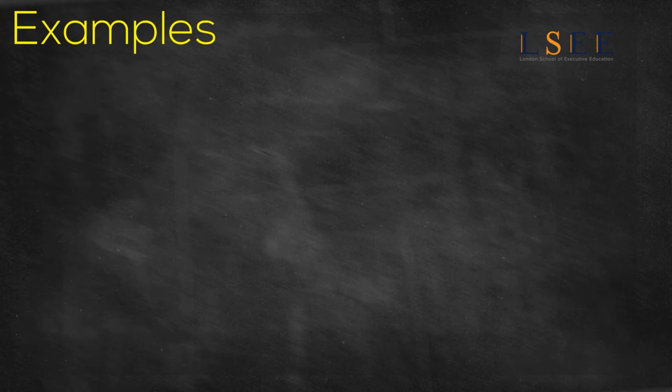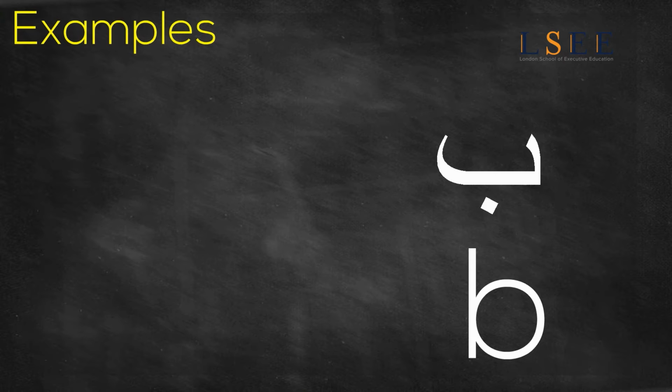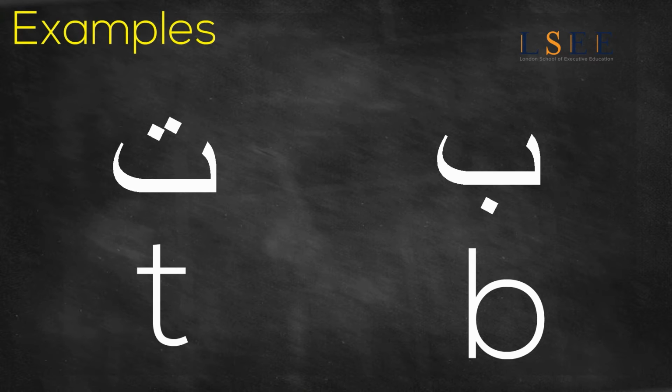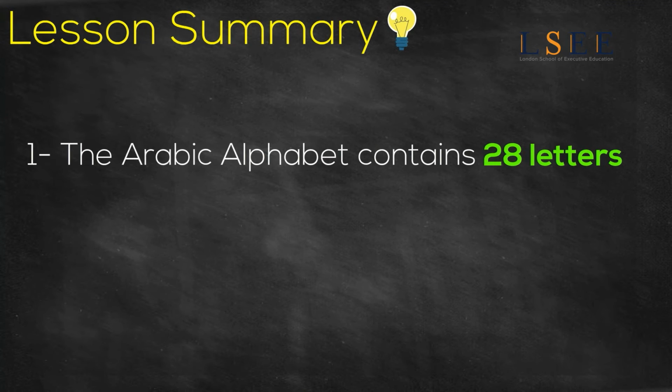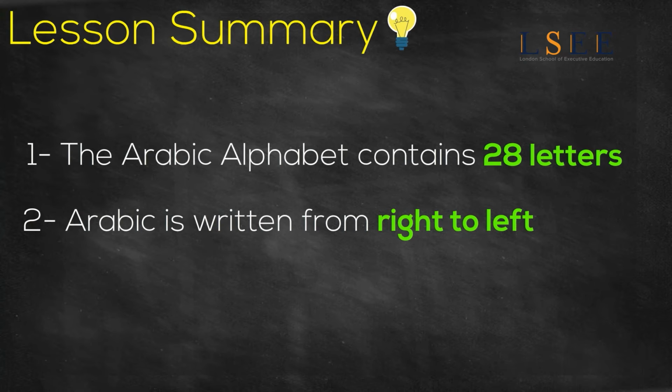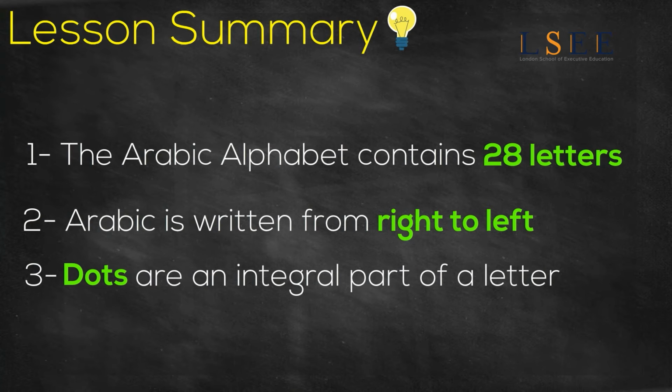The Arabic letters transliterated as B and T have the same basic shape, but B has one dot below, while T has two dots above. In this lesson, we learned that the Arabic alphabet contains 28 letters, Arabic is written from right to left, and dots are an integral part of a letter.